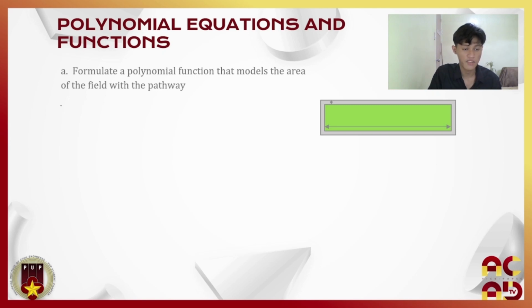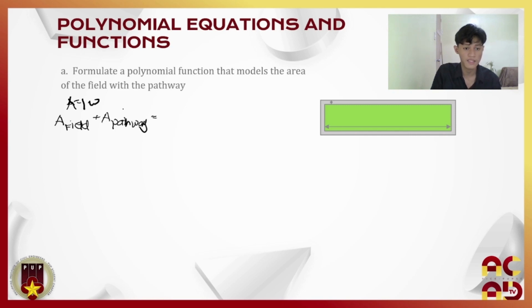So for starters, ang formula ng area ay length times width. And it is said na ang hinahanap nating area is hindi lang yung area ng field or yung area ng pathway. So ang hinahanap nating area is yung area nitong buong rectangle na to. So kailangan natin i-add yung area ng field and then yung area ng ating pathway.